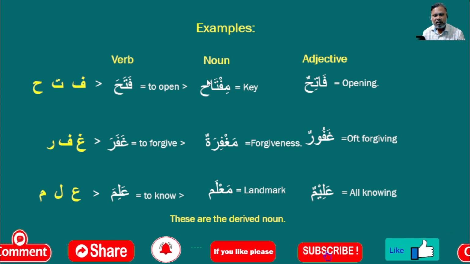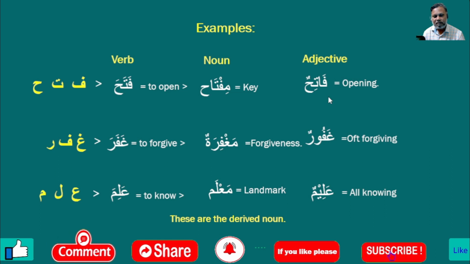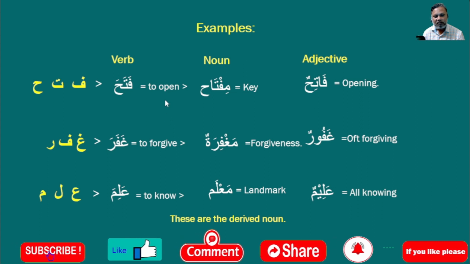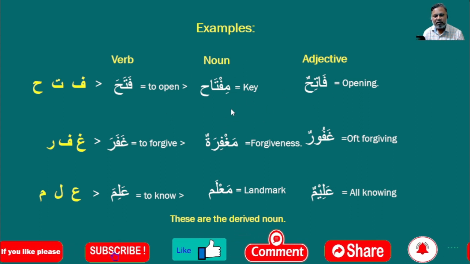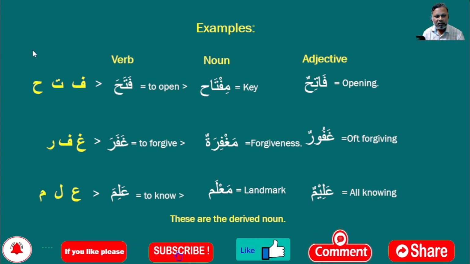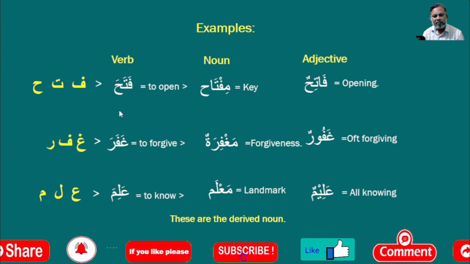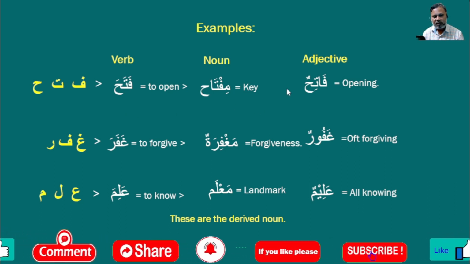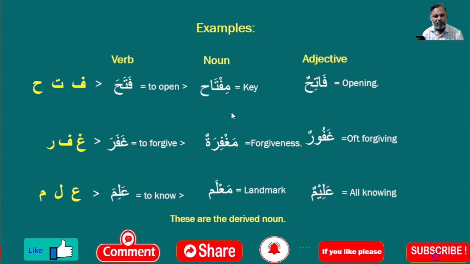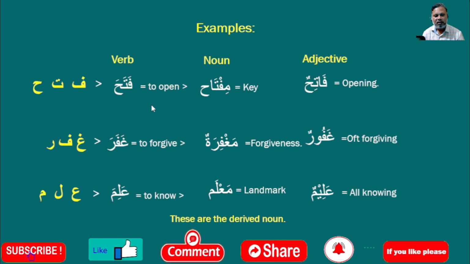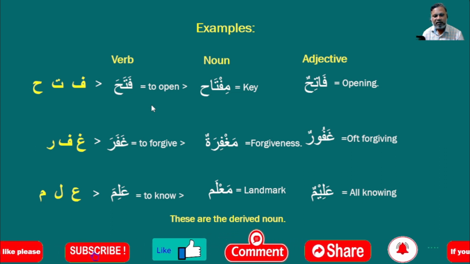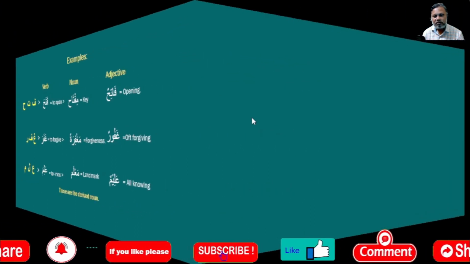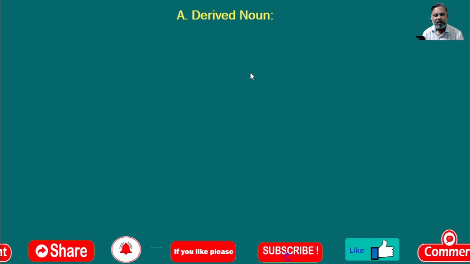But these nouns and adjectives follow some type of pattern, because without pattern, so many derived nouns and adjectives cannot be memorized. If we can memorize some patterns, then under those patterns we can produce many more nouns and adjectives. So we need to understand some patterns and how to use them to generate this type of derived noun and adjective. So let's go on to discuss the Arabic derived noun with pattern.